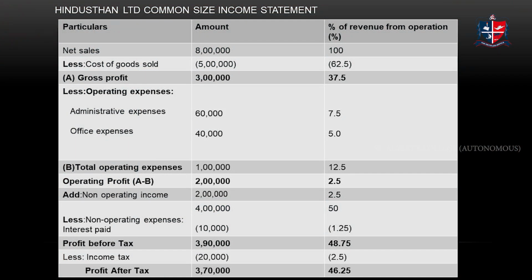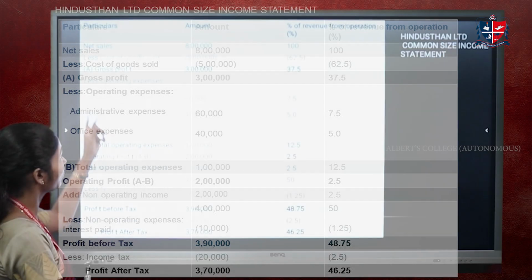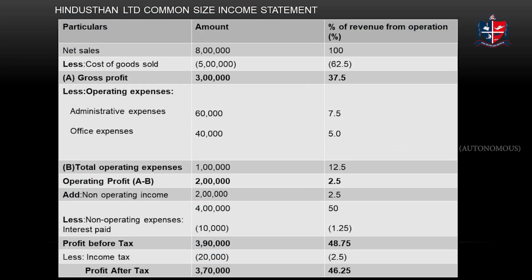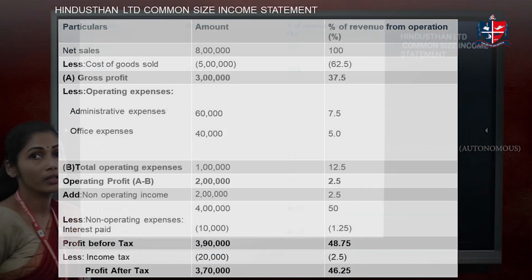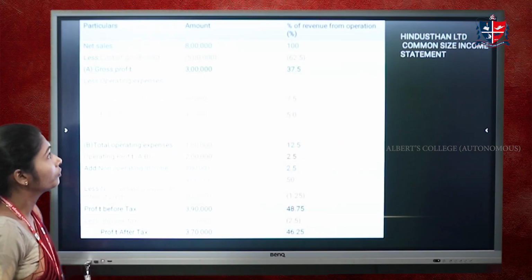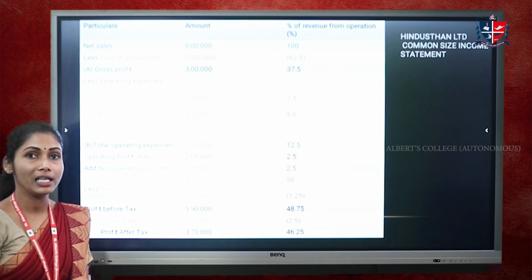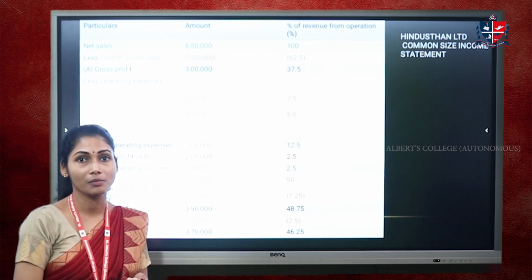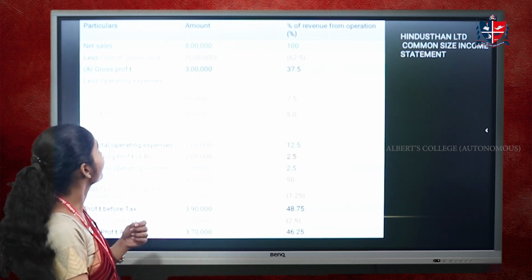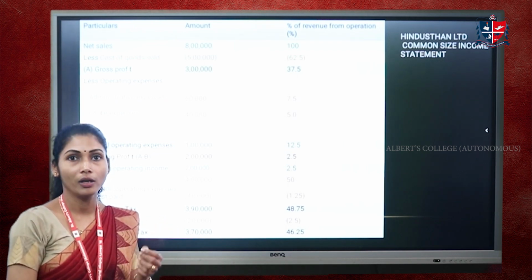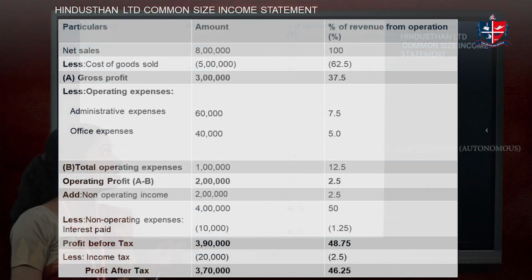Okay, this is a format for preparing common size income statement. There are three columns: particulars, amount, and percentage of revenue from operations. The first step is to give the net sales amount, that is 8 lakh, which is already given in the question, and it is always expressed as 100% because while preparing common size income statement, we consider the net sales or revenue from operations as the common base. So it is always expressed as 100%.